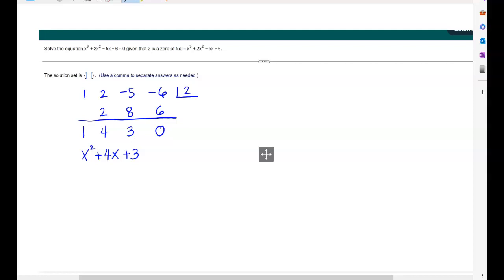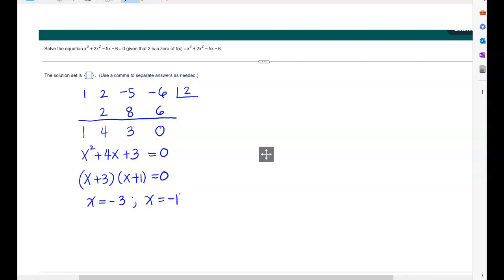So now that we have a quadratic expression, we can now get the 0 by factoring this or using the quadratic formula if you can't factor it. But in this case, this can actually be factored. The factors here are x plus 3 and x plus 1. Those are the factors. Equate to 0. Then you have x equals negative 3 and x equals negative 1.